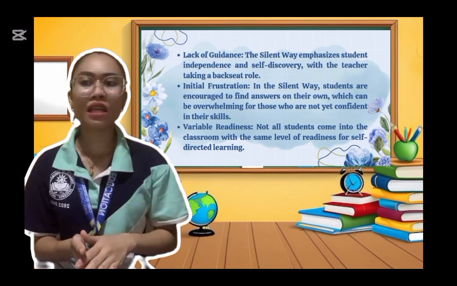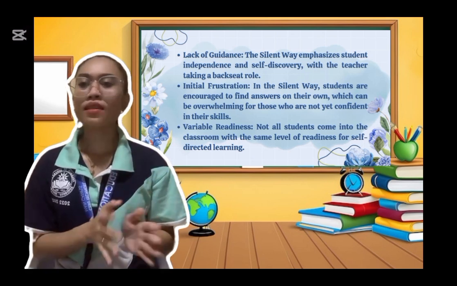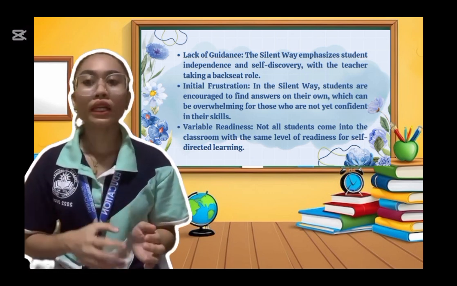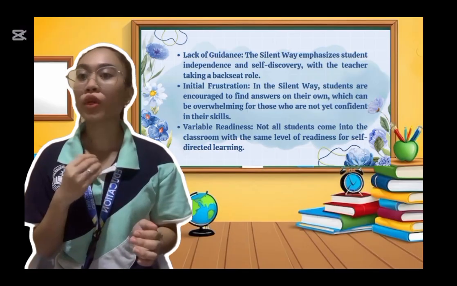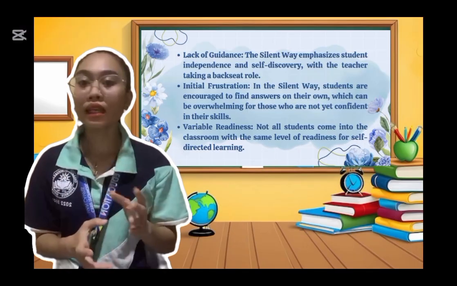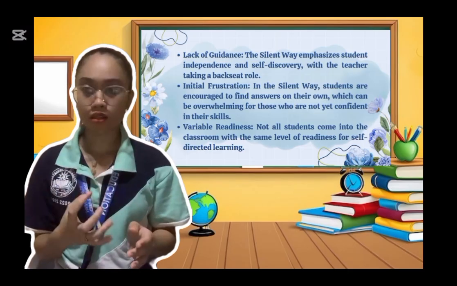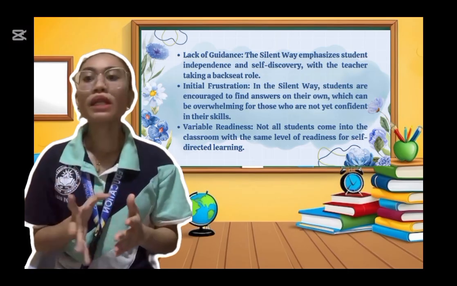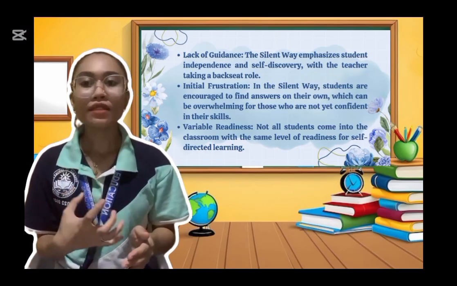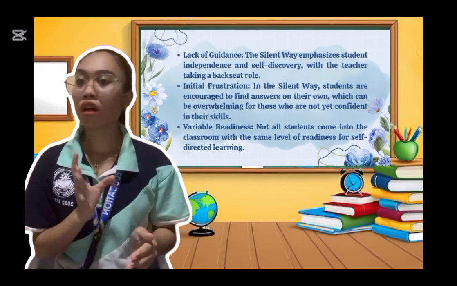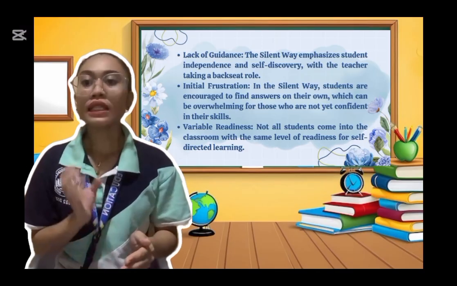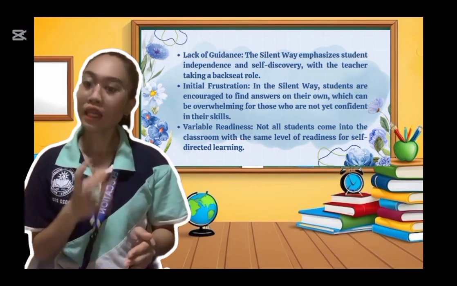Next one is initial frustration. In the silent way approach, students are encouraged to find answers on their own, which can be overwhelming for those who are not yet confident in their skills. So Alex might feel frustrated when faced with the expectation to participate without clear directions or instructions, leading to disengagement.